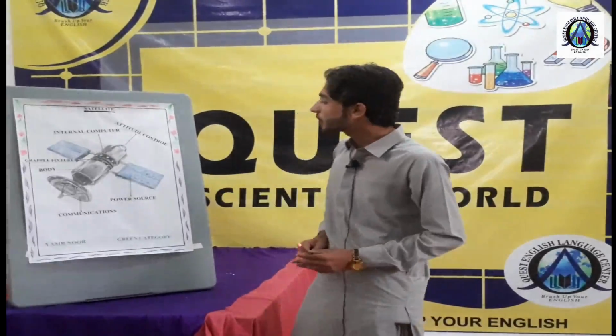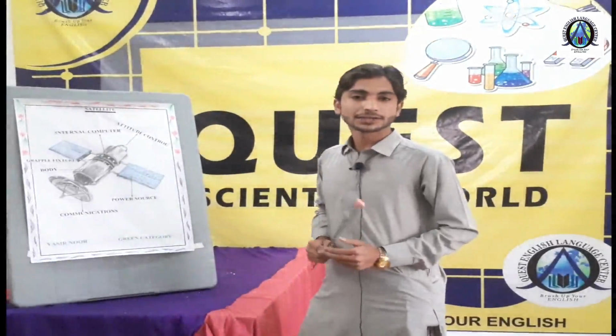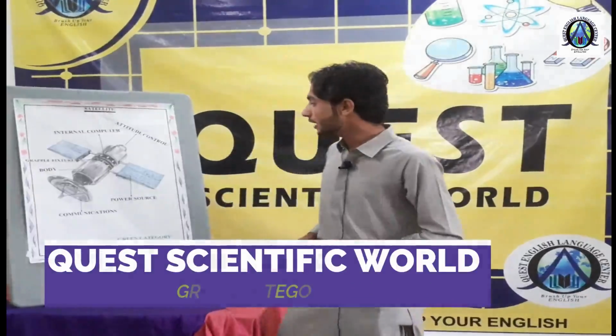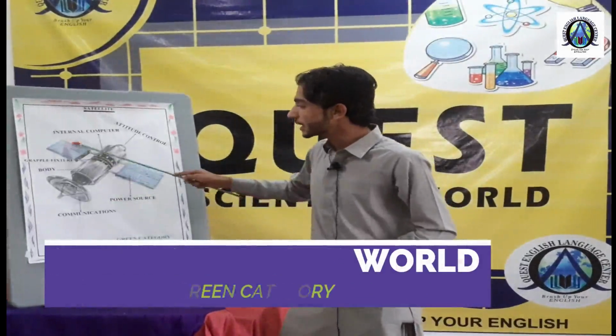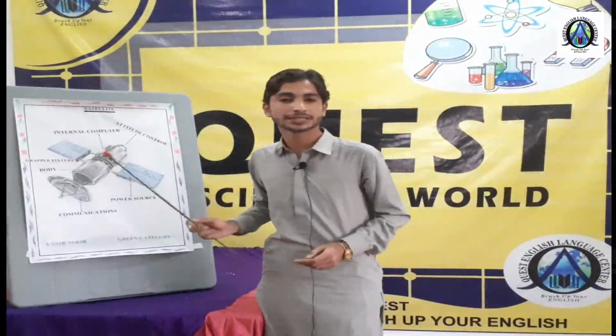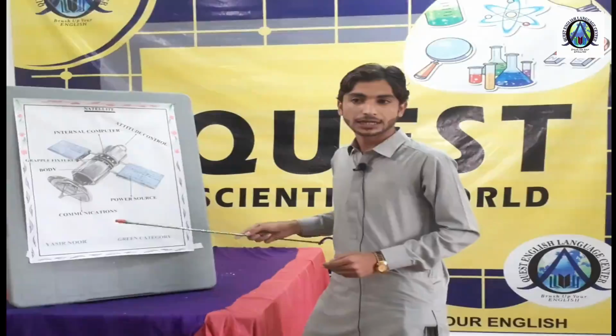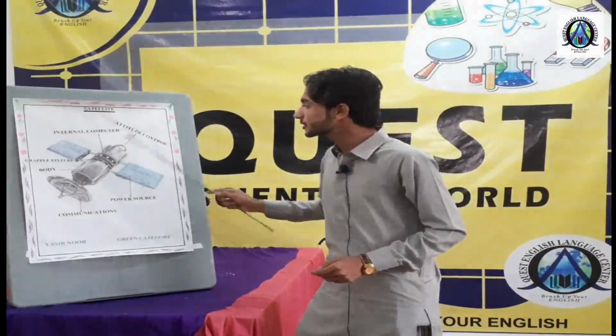The second one is power source. Satellites require energy to revolve around the earth or to send information to the earth. That's why solar panels are mounted on each satellite. These solar panels convert sunlight into energy and then provide that energy to the satellites.